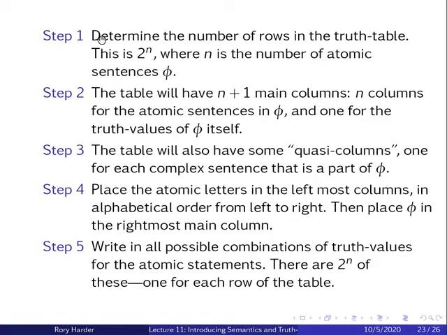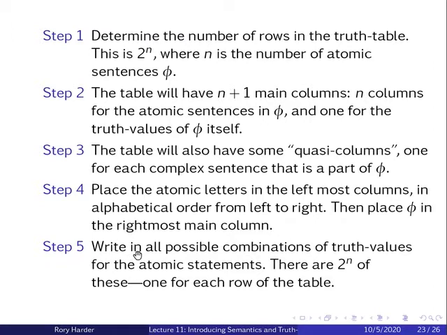So these first two steps tell you how many rows and columns you will have, or more specifically, how many rows and how many main columns. But if phi is very complex, you might also have, as step 3 says, some quasi-columns. So if phi contains many different complex sentences, you're going to have an additional quasi-column for each complex sentence. So now, step 4, when you really start constructing it, what you do is you place the atomic sentence letters in the leftmost columns in alphabetical order from left to right. Then you place the entire sentence phi in the rightmost main column.